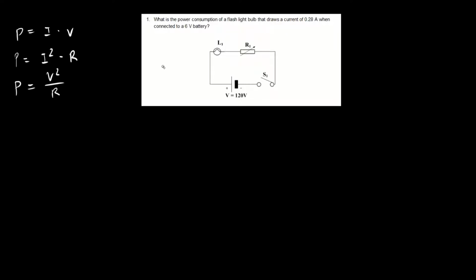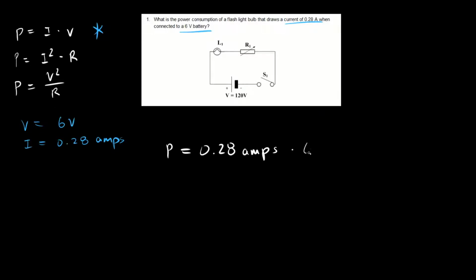In this question, we're given the voltage and the current. So we know that V, the voltage, is equal to 6 volts, and I, the current, is equal to 0.28 amps. So the power equation we should use is the first one here, because we have both the voltage and the current. So the power output, or the power consumption in this case, would be your P times your I, which is given as 0.28 amps, times your voltage, 6 volts, which equals 1.68 watts.